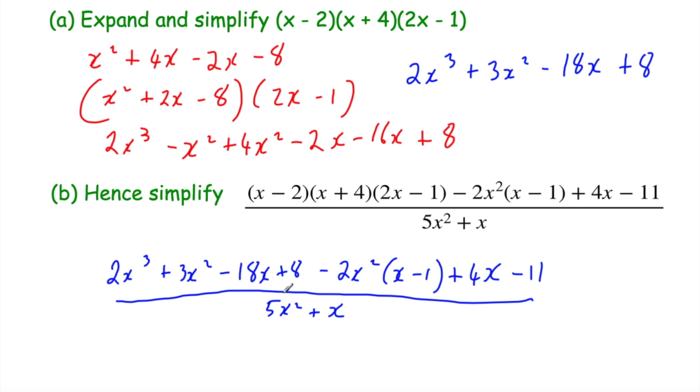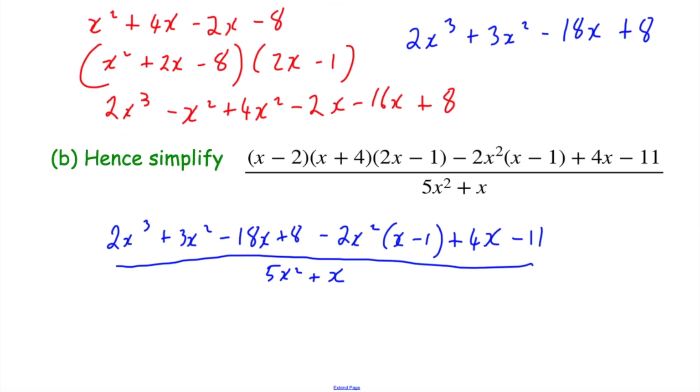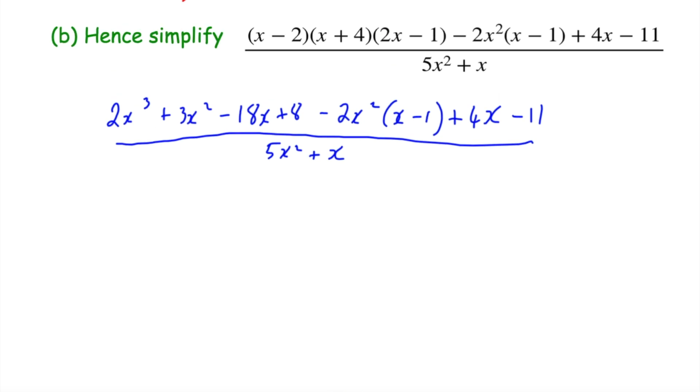And what I tend to do with questions like this is avoid doing too much in one go, because then I might make a mistake, or lose track of what I've done. So I've just replaced these three brackets with that. My next step is I'm going to expand this bracket. I'm going to do minus 2x squared times x, and minus 2x squared times negative 1. So I'll expand that bracket, and that's all I'm going to do in my next step. So let's do that.